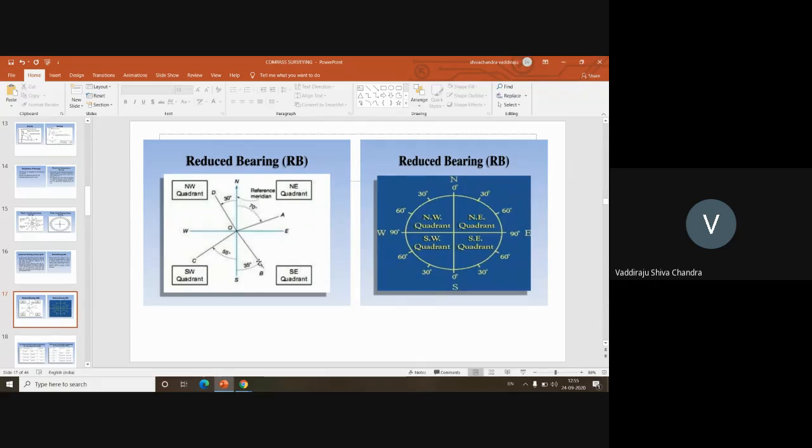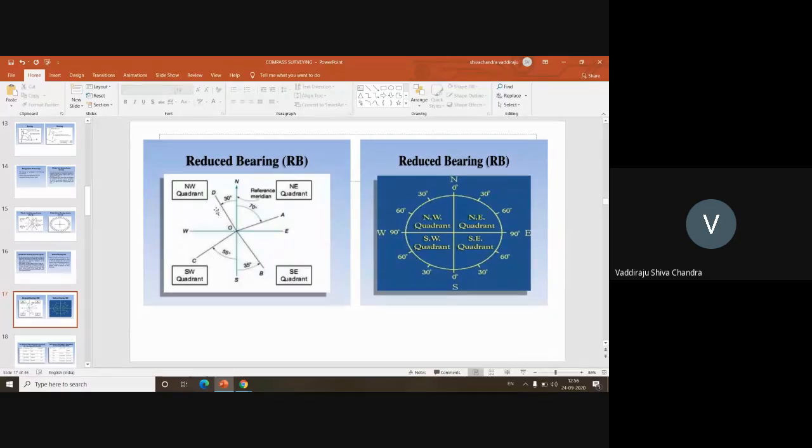But when you come to the second line, OB, I am measuring it with respect to the south direction. I am not measuring with respect to north. In the earlier case, I have measured with respect to north. But in the second case, reduced bearing or quadrantal bearing system, I am measuring the bearing of the line OB with respect to south direction. Again, OC also I am measuring from south direction because it is in the third quadrant, southwest quadrant. South is my main direction, so I am measuring from south.